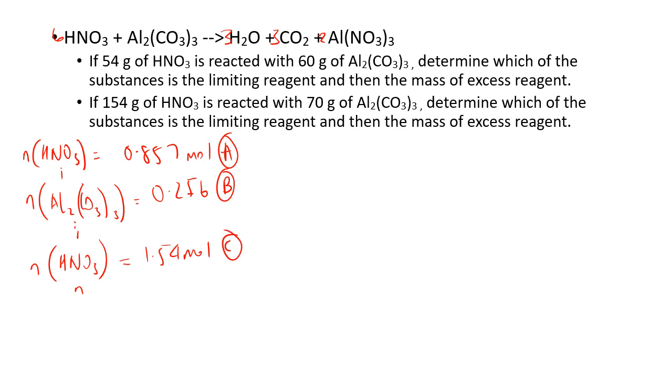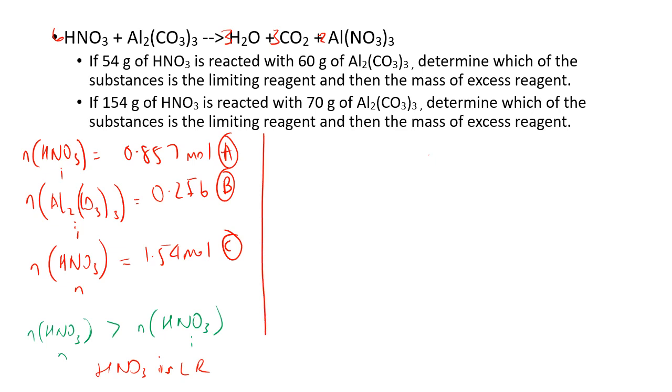Okay, and we can then work out which one's larger, the needed or the initial. The number of moles of HNO3 needed compared to the number of moles of HNO3 initial, which one's larger? Needed, right? So then we know that the HNO3 is the limiting reagent. Okay, so now we need to work out how much is the excess used. Okay, so the excess is the Al2CO3.